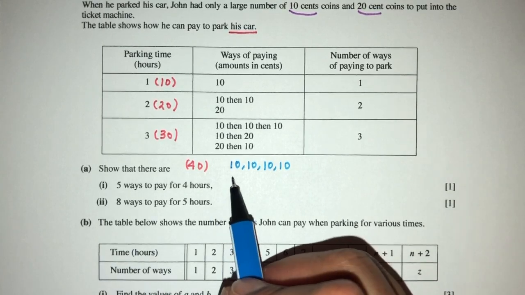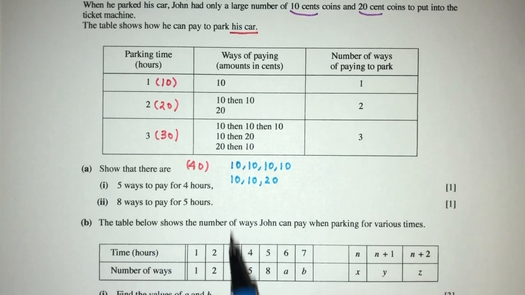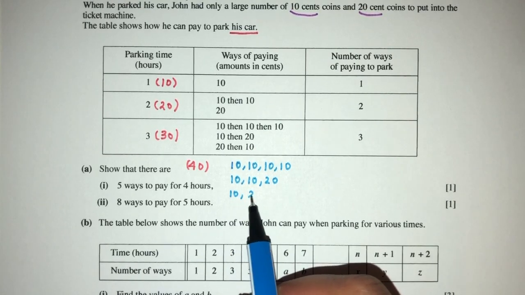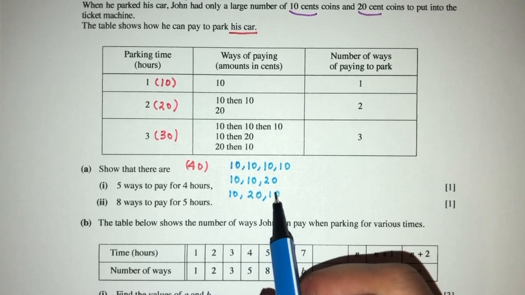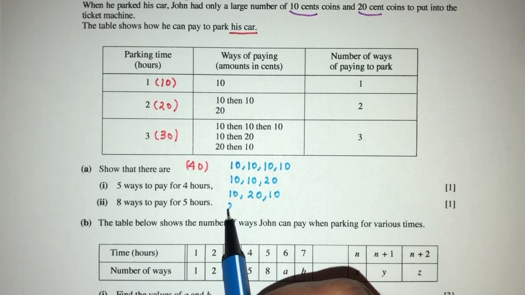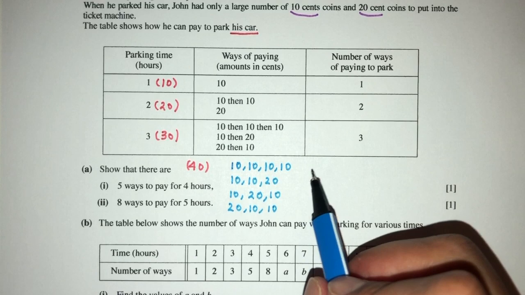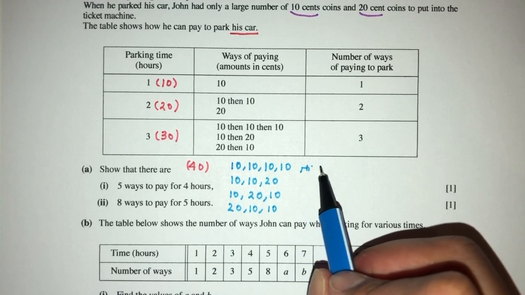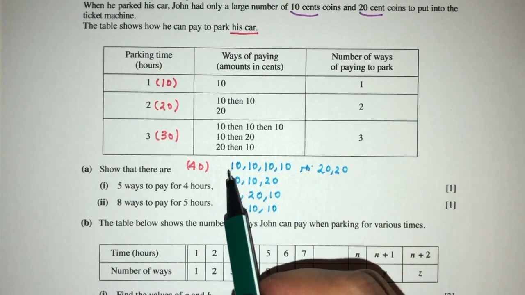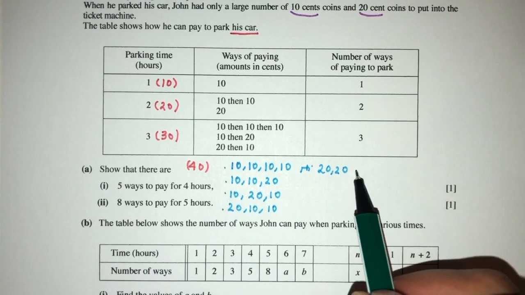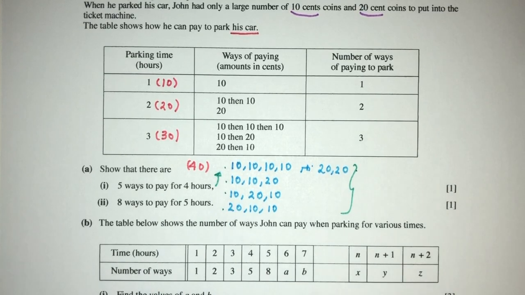Now, the other way to pay can be 10, 10, 20, right? Or it could be 10, 20, and 10. Or it could be 20, 10, and 10. And finally, it can also be 20, 20. So because of that, we have 1, 2, 3, 4, and 5. This is shown as required for this one. We have 5 ways to pay for 40 cents.